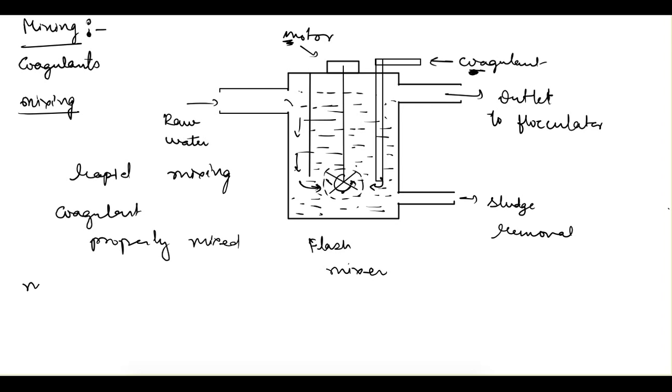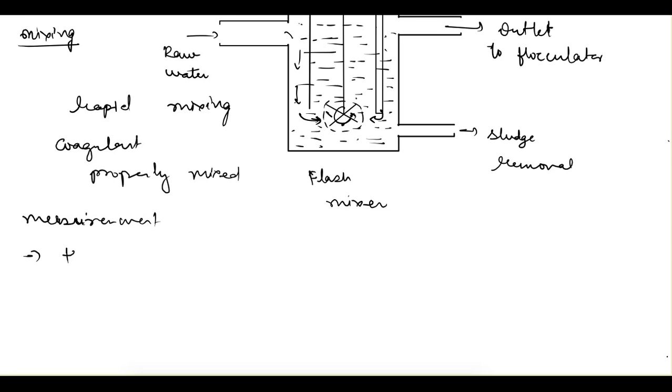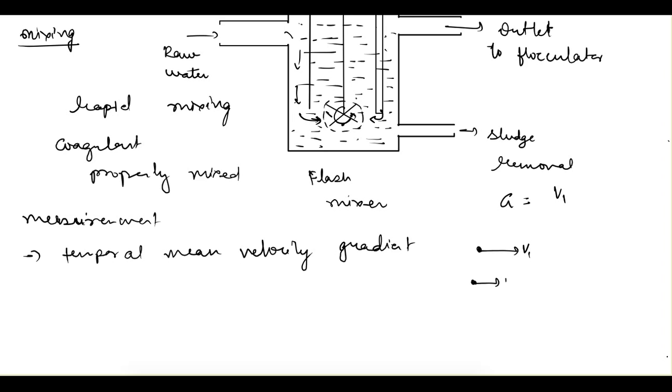Now the measurement of whether this mixing will be proper or not is done using one term, which is known as the temporal mean velocity gradient. So what do we mean by velocity gradient here? Velocity gradient is denoted as G. Let's say we have two particles, one having a velocity of v1 and another having a velocity of v2, and the distance between them is x. So velocity gradient is v1 minus v2 divided by x, that is, change in velocity over distance.